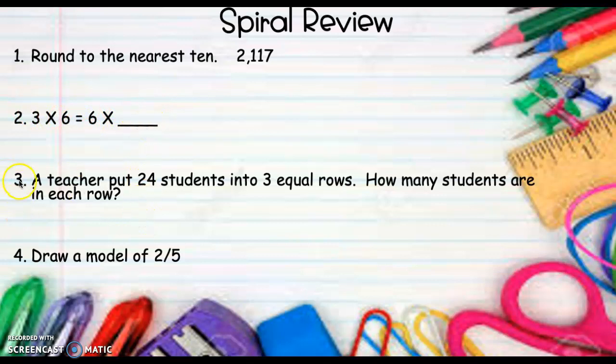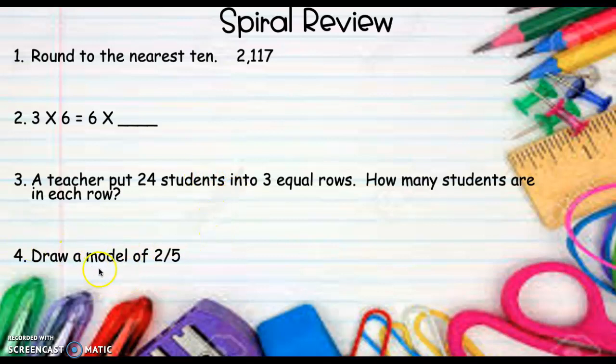Next one: a teacher puts 24 students in 3 equal rows. How many students are in each row? That's a good estimate to figure out, because there were about 24 of you in the classroom this year. So think about that. How could I put you guys and girls into 3 equal rows?